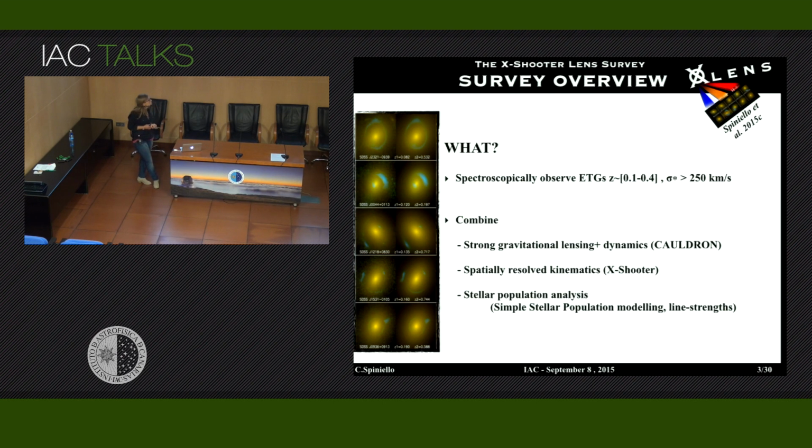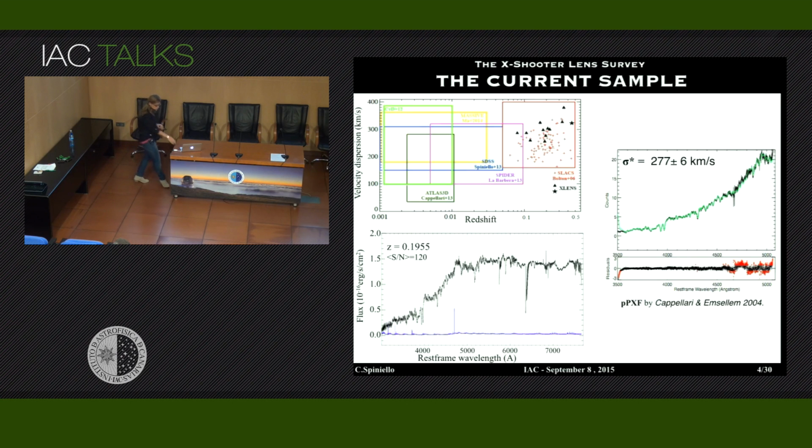As I told you already, we're using strong gravitational lensing, so those are lenses that produce multiple images of a quasar, or of a star-forming object far behind, and we use the deviation in order to infer the total mass of the object. Then we have spatially resolved kinematics, performed with X-shooter high signal-to-noise spectra. And finally, on the same spectra, we perform stellar population analysis using simple stellar population modeling, line indices, and eventually full spectral fitting in some cases.